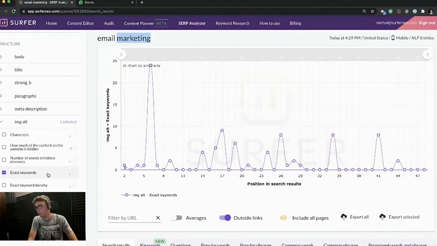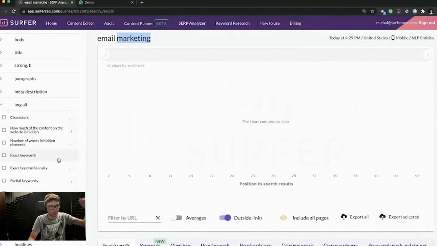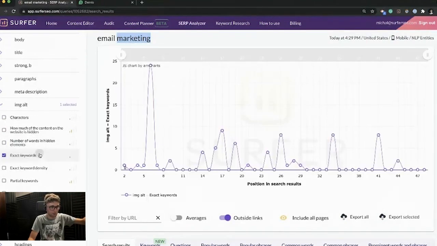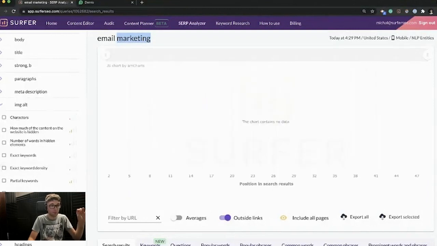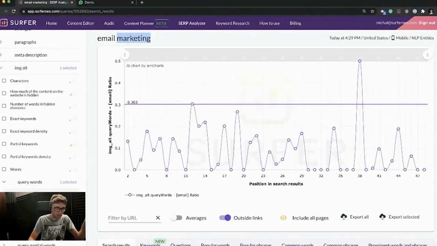And we've got a question from Theo about explaining the query words section. So the query words section refers to the analyzed segment, which at this point is image alts. See, image alts, and we have a bunch of factors like number of characters, hidden content, number of words in hidden elements, exact keywords, densities, and so on. But we also have query words at the bottom as a nested element. And these query words will allow you to analyze density in this particular place, like image alt, as well as the count.